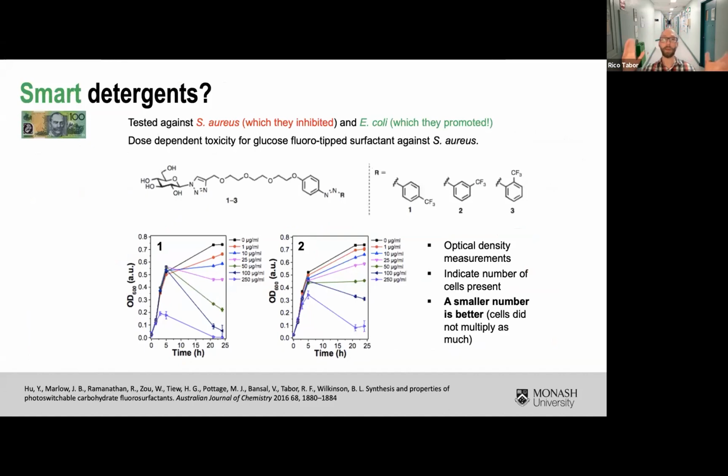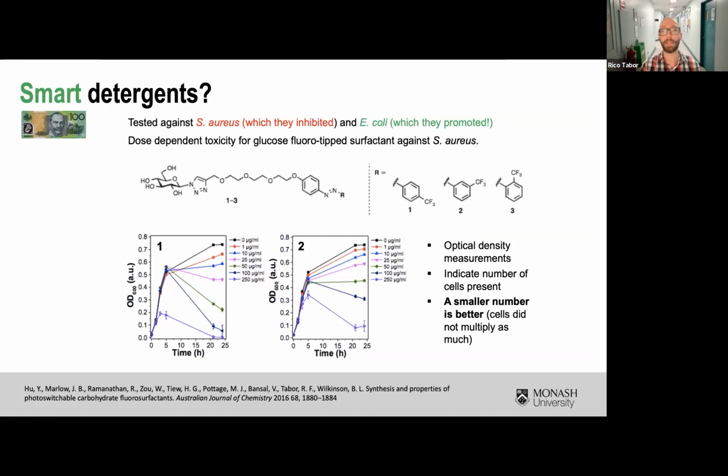Now, the other way to get money in your grant is to use the word smart, because everything has to be smart these days. And we really hope our chemistry is smart. We tried making some smart detergents as well that had functionalities that were known to be antimicrobial, thinking, why has no one thought of this before? We'll solve this problem in no time.